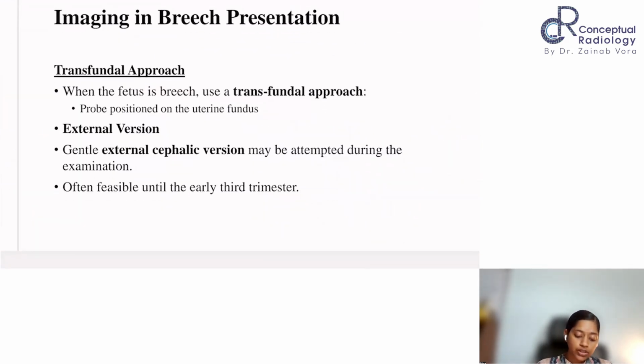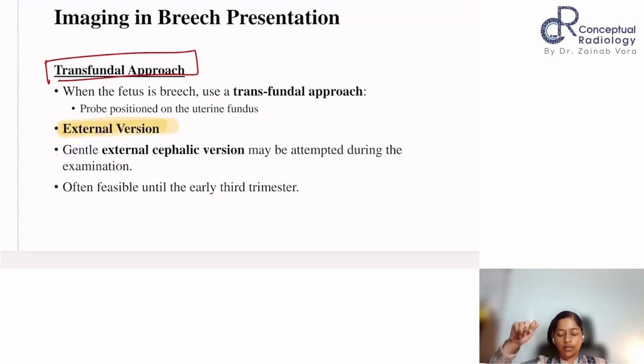What if the baby is in breech? Then you take the transfrontal approach. The probe is positioned on the uterine fundus, and depending on the orientation of the head, you will acquire your axial, coronal, and sagittal images. Now, there is something which I have seen experienced radiologists do, that is external version. What is external version? With one hand they are dealing with the probe, applying adequate pressure and doing the fine movements so that they get the proper plane.